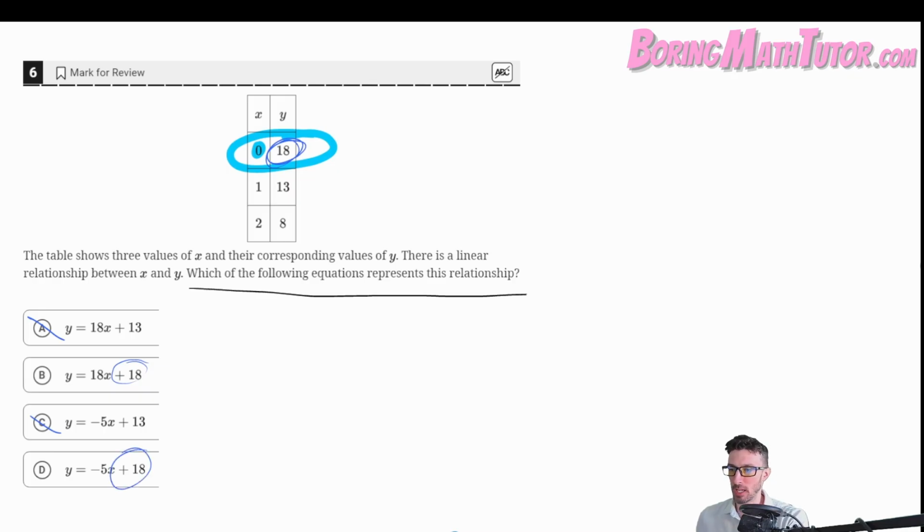But then I can try to figure out what the slope is, because when the run is +1, the rise is -5. So rise over run tells me it's got to be -5 over 1, and that means that we are done. We are done.